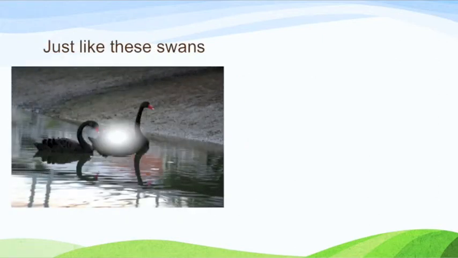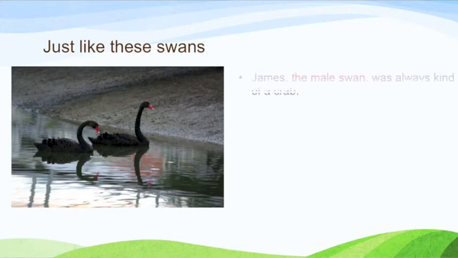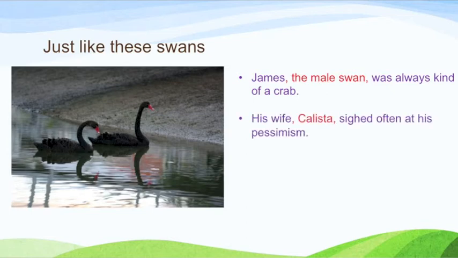Just like these swans, appositives come right after the noun in front of it. James, the male swan, was always kind of a crab. He looks like it. Male swan directly follows James. His wife, Callista, notice Callista comes right after his wife.